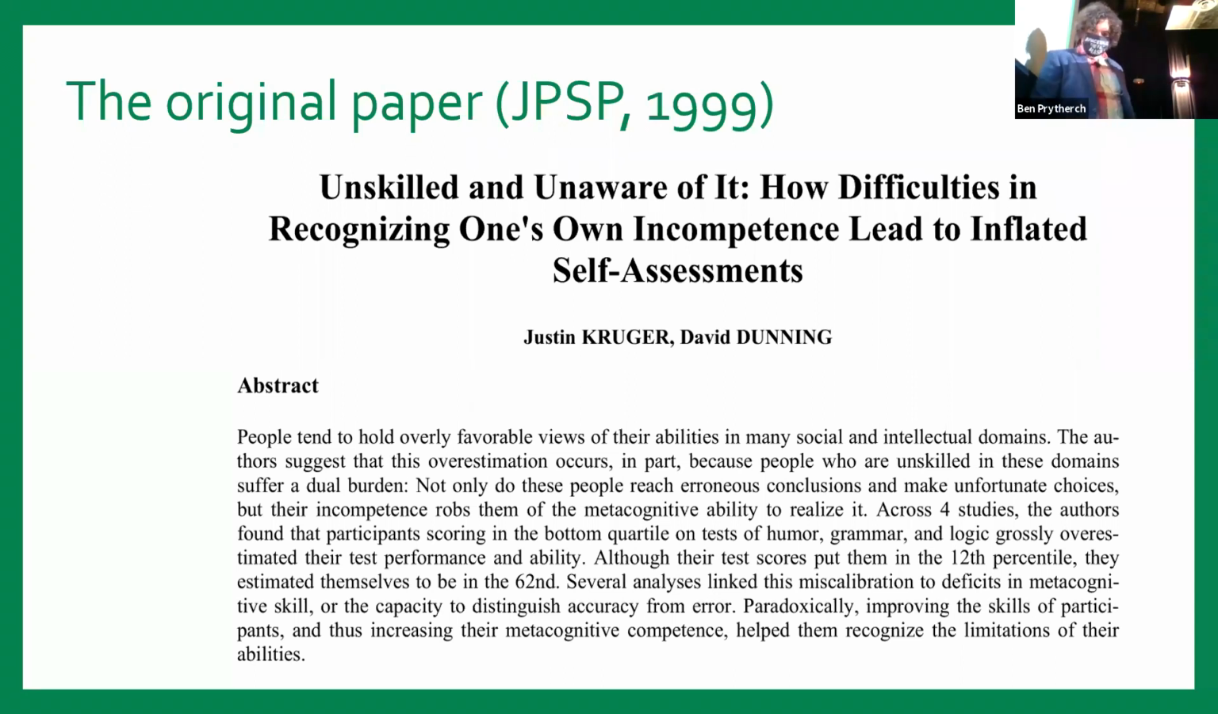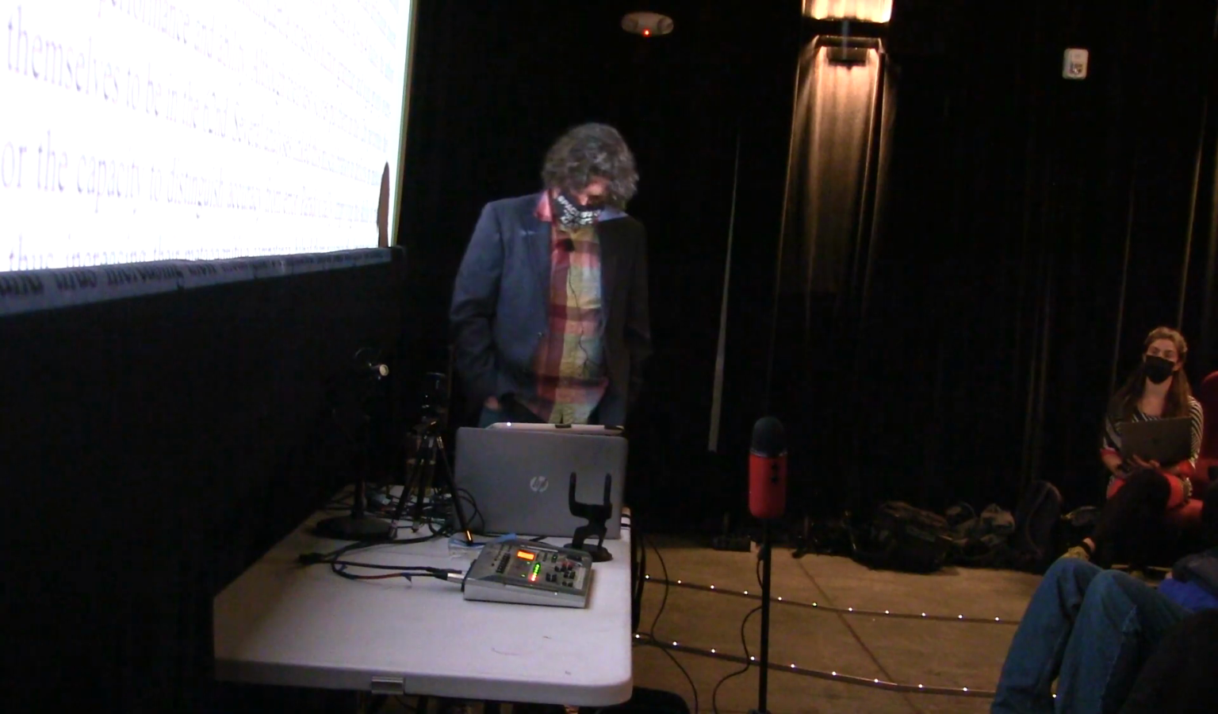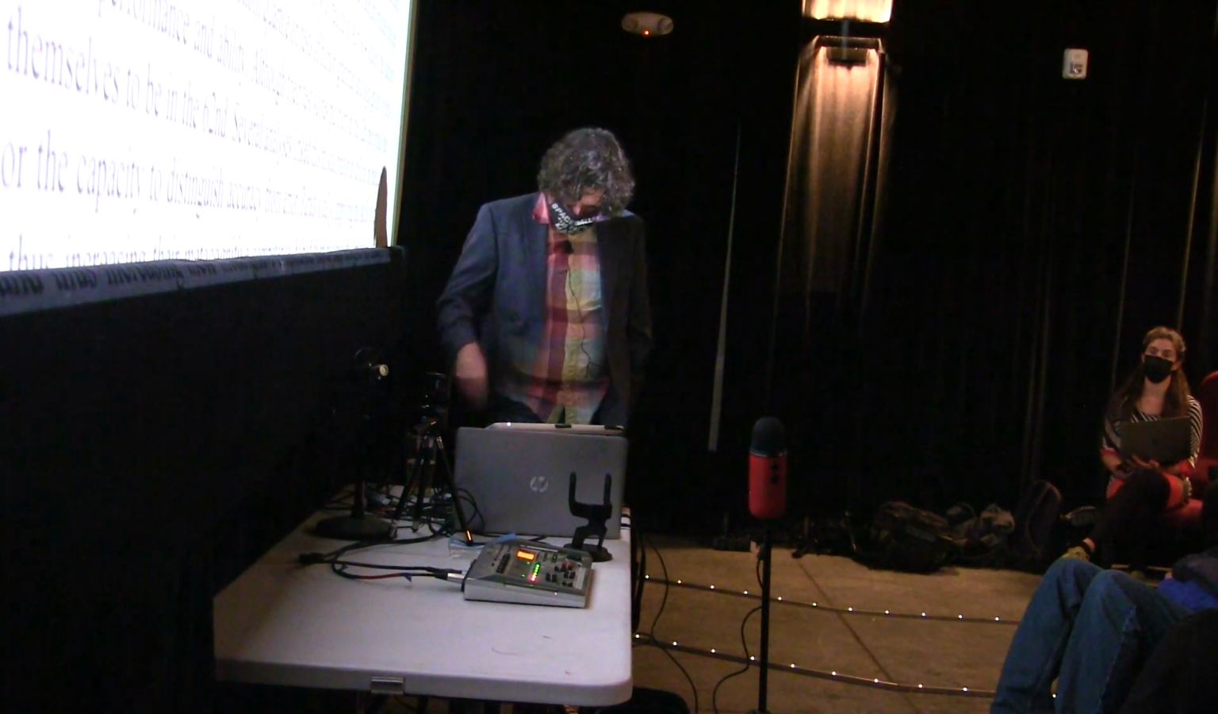Let's see the abstract. People tend to hold overly favorable views of their abilities in many social and intellectual domains. The authors suggest that this overestimation occurs in part because people who are unskilled in these domains suffer a dual burden. Not only do these people reach erroneous conclusions and make unfortunate choices, but their incompetence robs them of the metacognitive ability to realize it. Across 4 studies, the authors found that participants scoring in the bottom quartile on tests of humor, grammar, and logic, so there's a couple of your answers right there, grossly overestimated their test performance and ability. Although their test scores put them in the 12th percentile, they estimated themselves to be in the 62nd percentile. There we go.